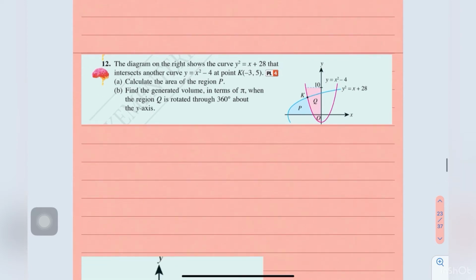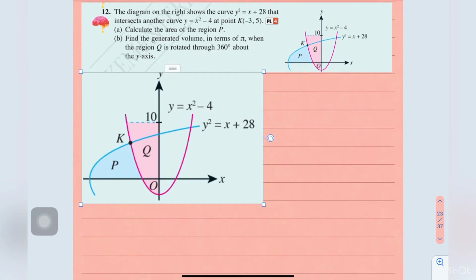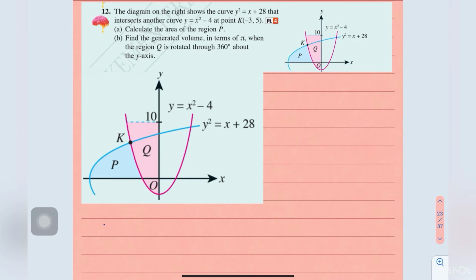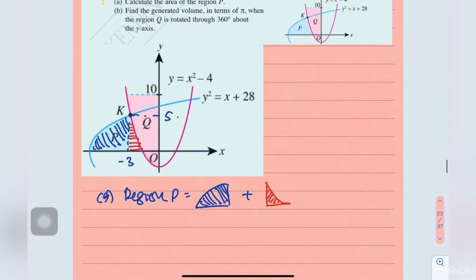Okay, so to find the area here, I have the big graph. As usual, to find area, we need to find the limit first. So for area of region P, we can find here label K is negative 3, 5. So region P is this region, plus another one, this shaded region, the red shaded region. So we need to find the limit first.